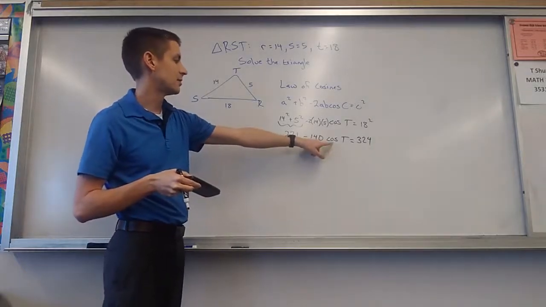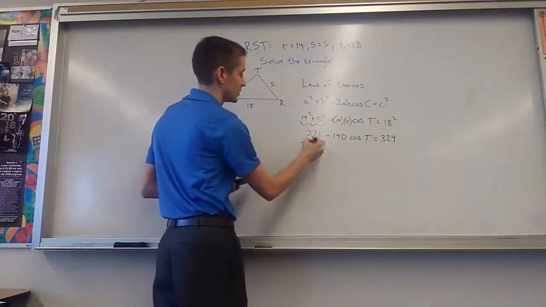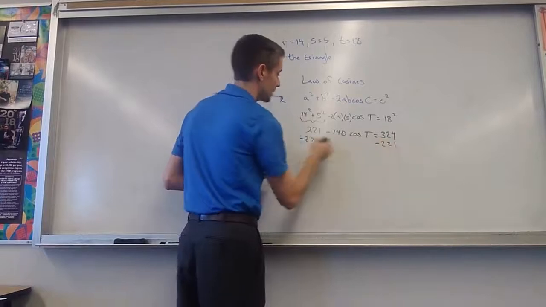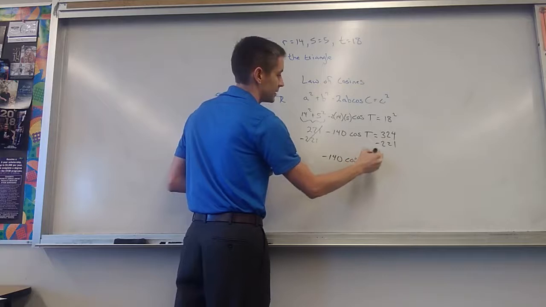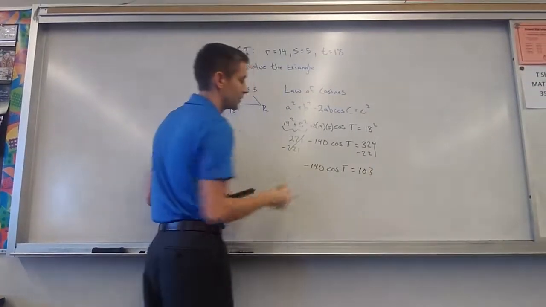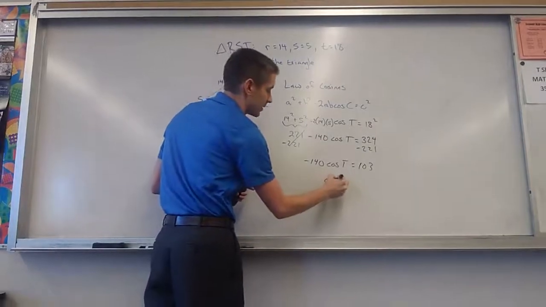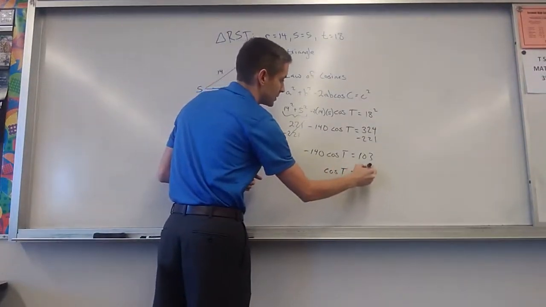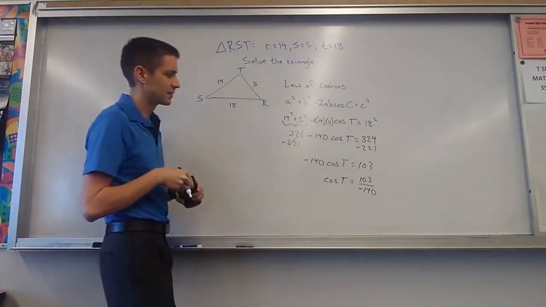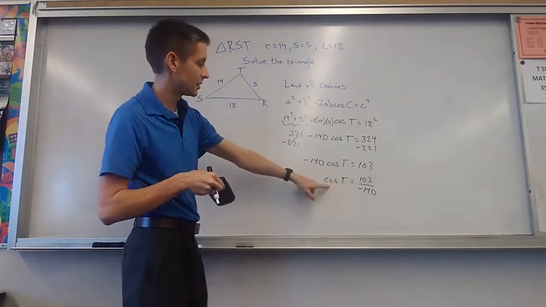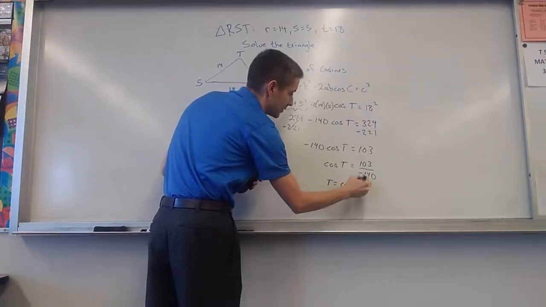I need to move that 221 off. So if I subtract the 221, those are gone. I end up getting negative 140 times the cosine of t is equal to 103. To remove the negative 140, I can divide it off and say that the cosine of t is 103 divided by negative 140. And to finish that off completely, I need to get t by itself, so I'm going to use the inverse of cosine and say that t equals the cosine inverse of this 103 divided by negative 140.